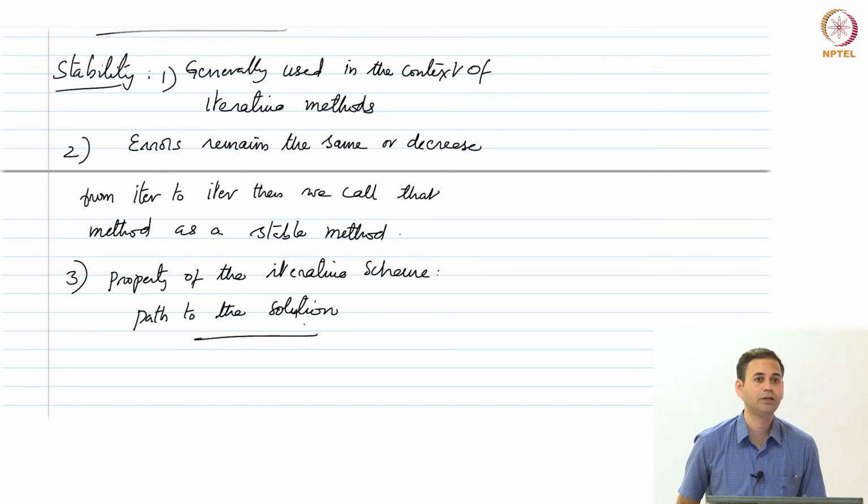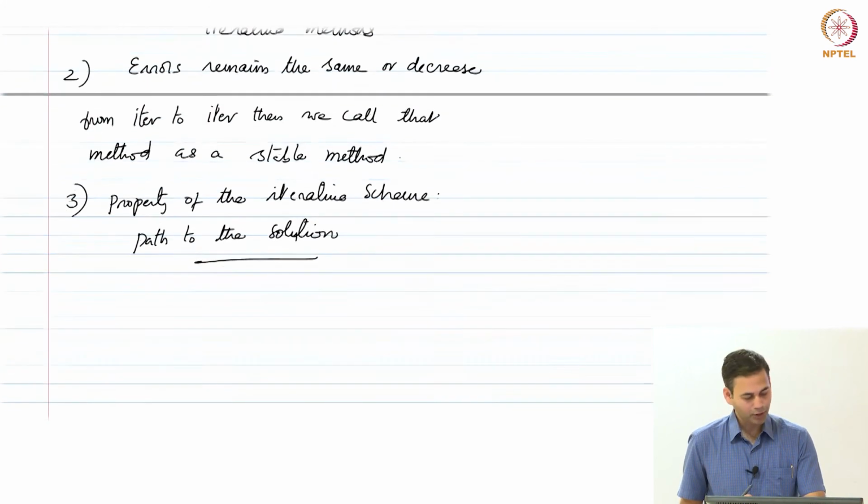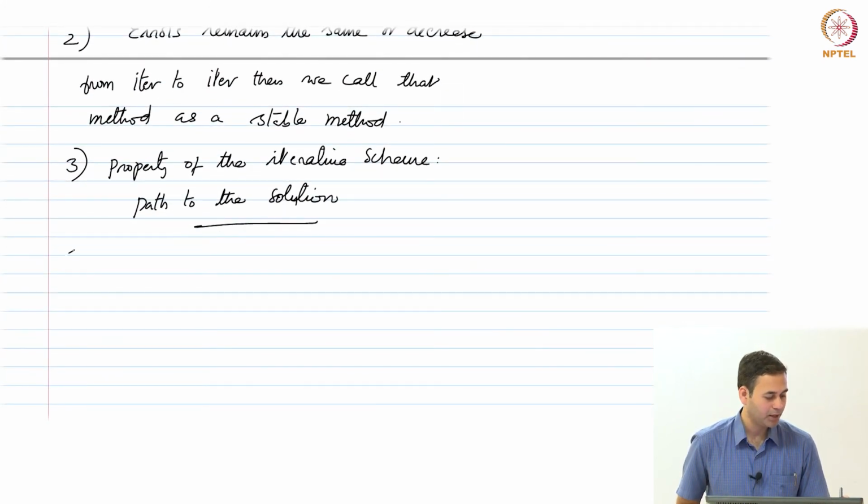Okay. That means it depends on the path we are taking based on the iterations. So, by path, we basically mean a set of intermediate values of phi. That is the path we are talking about here. So, this is a property of the iterative scheme.